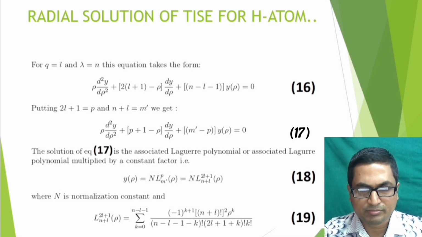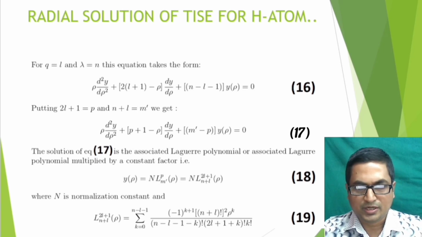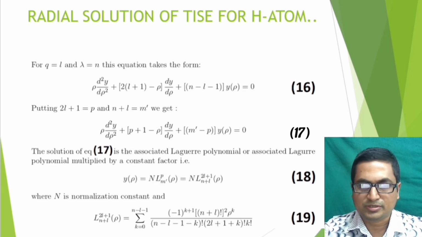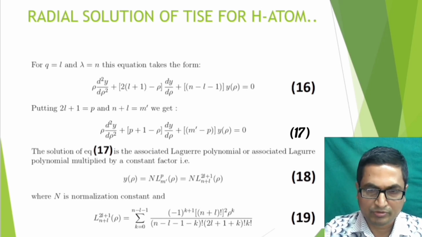And now putting 2l + 1 equal to p and n + l equal to m', we ultimately have this equation, rho d^2y/d rho^2 and so on. So this equation 17 is actually a well-known equation in differential equation concepts, and they have solutions known as associated Laguerre polynomials, or simply Laguerre polynomials.